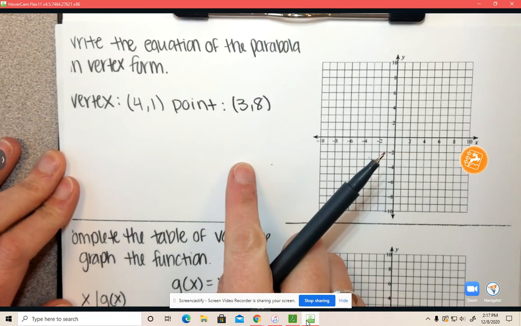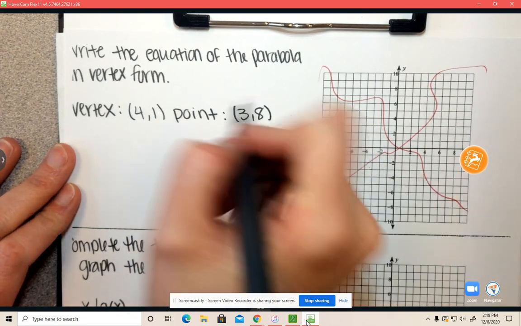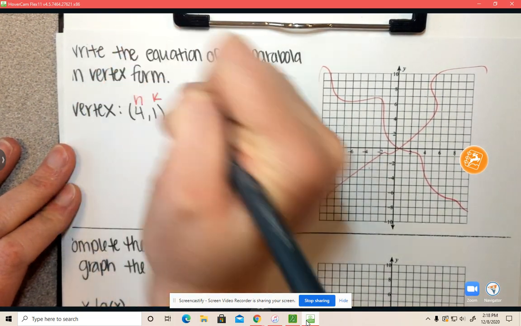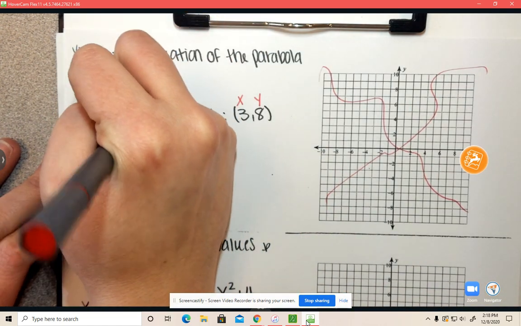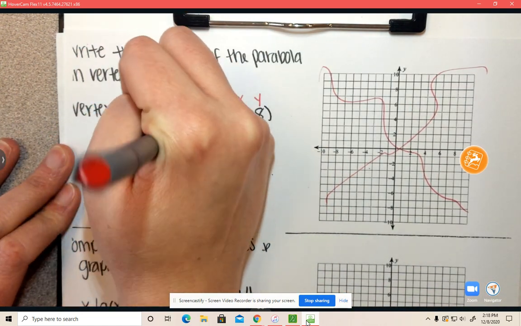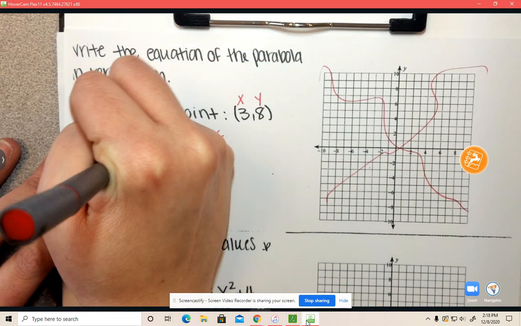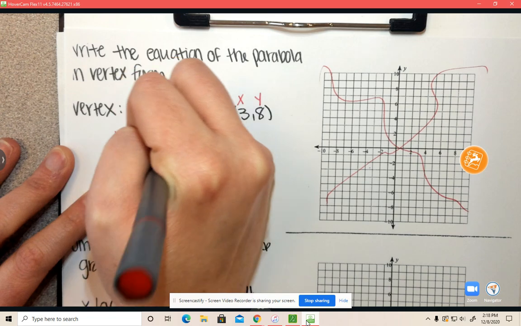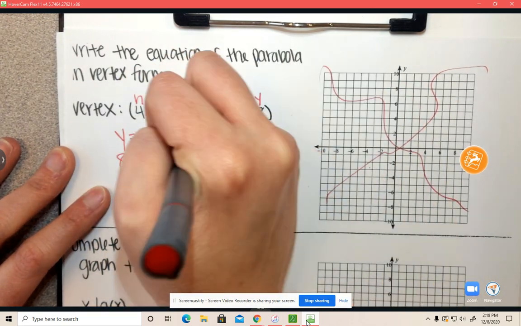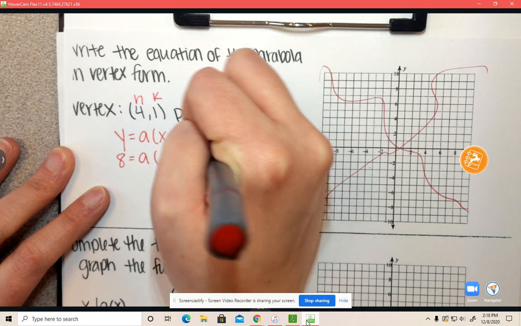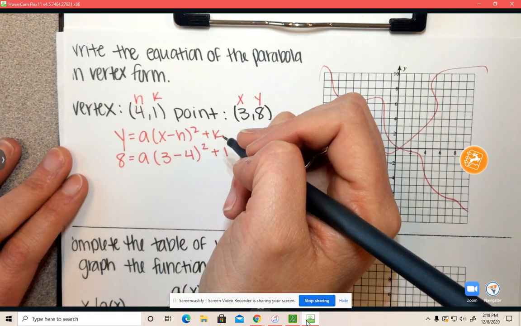All right, we're going to do the same thing here. Here we don't need a graph. We're just writing the equation. So our vertex gives us h and k. Our point gives us x and y. So we're going to do y equals a times the quantity x minus h squared plus k. Our y is 8. We don't know a. Our x is 3. We're minusing h, which is 4. And then plus 1. 3 minus 4 is -1.